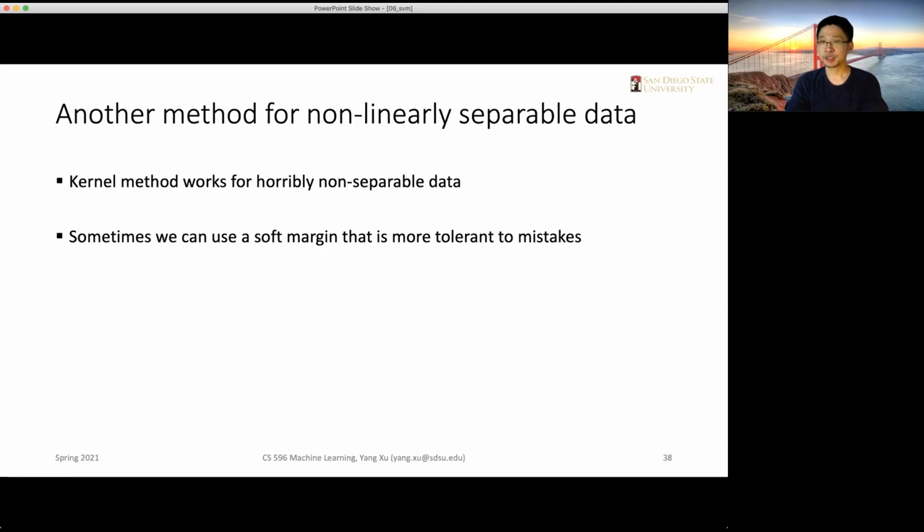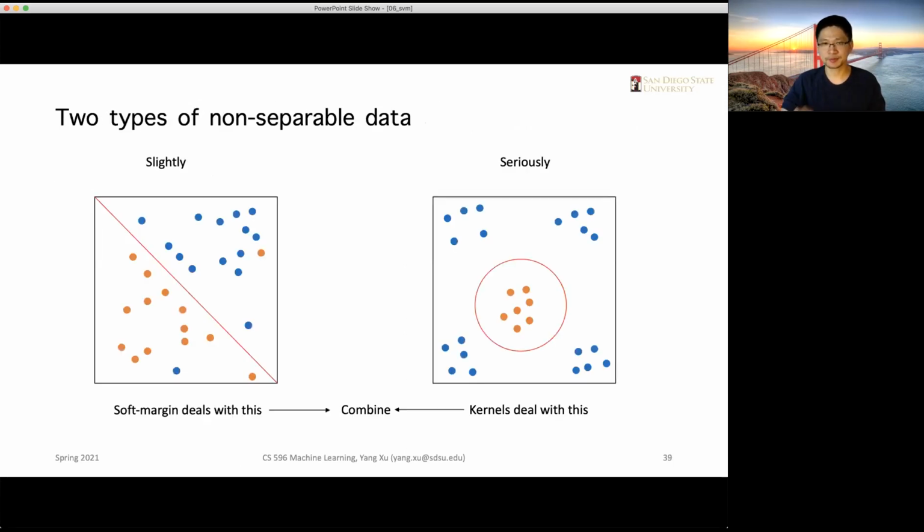And another issue with kernel is that even if we apply a kernel to map to some higher dimensional space, it is still possible that the data are not separable in that higher dimensional space. That is purely possible, right? So what about those cases? We can use soft margin to tolerate those mistakes, to tolerate the non-linearly separable data. Yeah, that is something we're gonna use. Just be more tolerant. Just allow for some sloppiness. Okay.